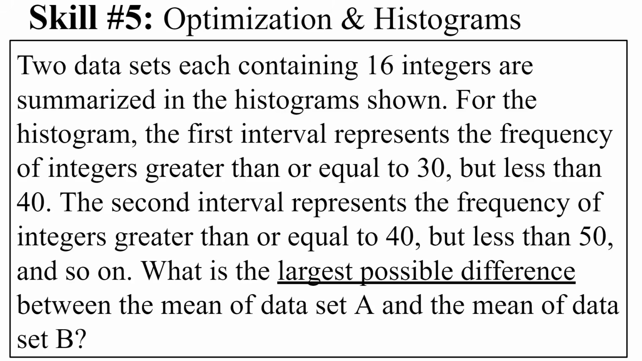There's like 2 or 3 sentences that just do not help you at all. It's just explaining the include left, exclude right convention. You don't need to even read any of that. The question's asking, what is the largest possible difference between the mean of data set A and the mean of data set B? So we need to do something that's very similar to what's called optimization.